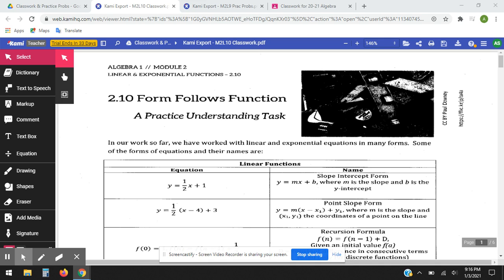Hi, this is Module 2, Lesson 10, Algebra 1. We are form follows function, so we're wrapping up everything we've done from this module.